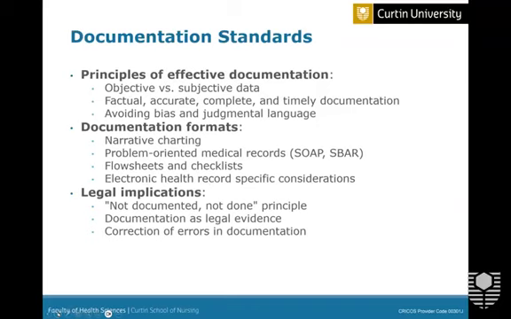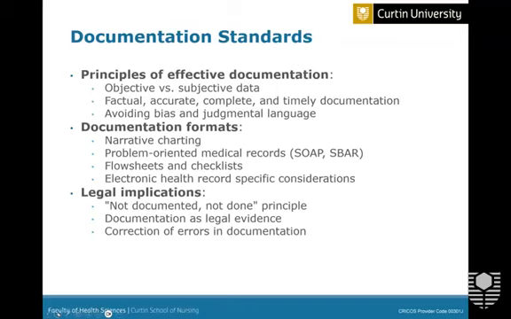Objective data is the data that we gather through our physical assessment techniques, and subjective data is what that person has told us. And what that person has told us is always confirmed by what we found. When we're looking at effective documentation, we're ensuring that what we've documented is factual, accurate, complete, and documented in a timely way. And what we want to do is avoid bias and judgmental language.